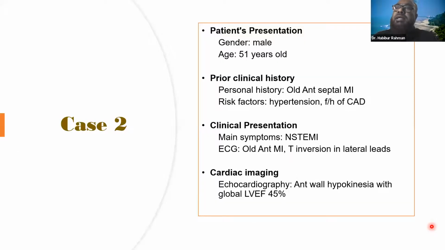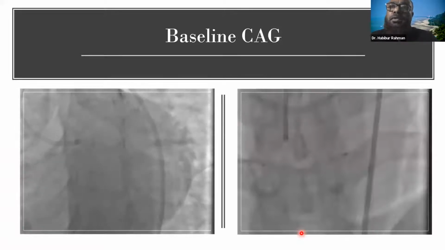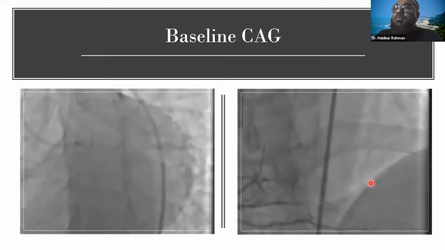So coming to my second case, another male patient, 51 years old, having history of old anteroseptal MI, risk factors hypertension and family history of coronary artery disease, and main symptoms also NSTEMI. ECG changes were there, and his LVEF was 45% with anterior hypokinesia. Baseline angiography shows totally occluded LAD with a stump seen and filling from the right side.